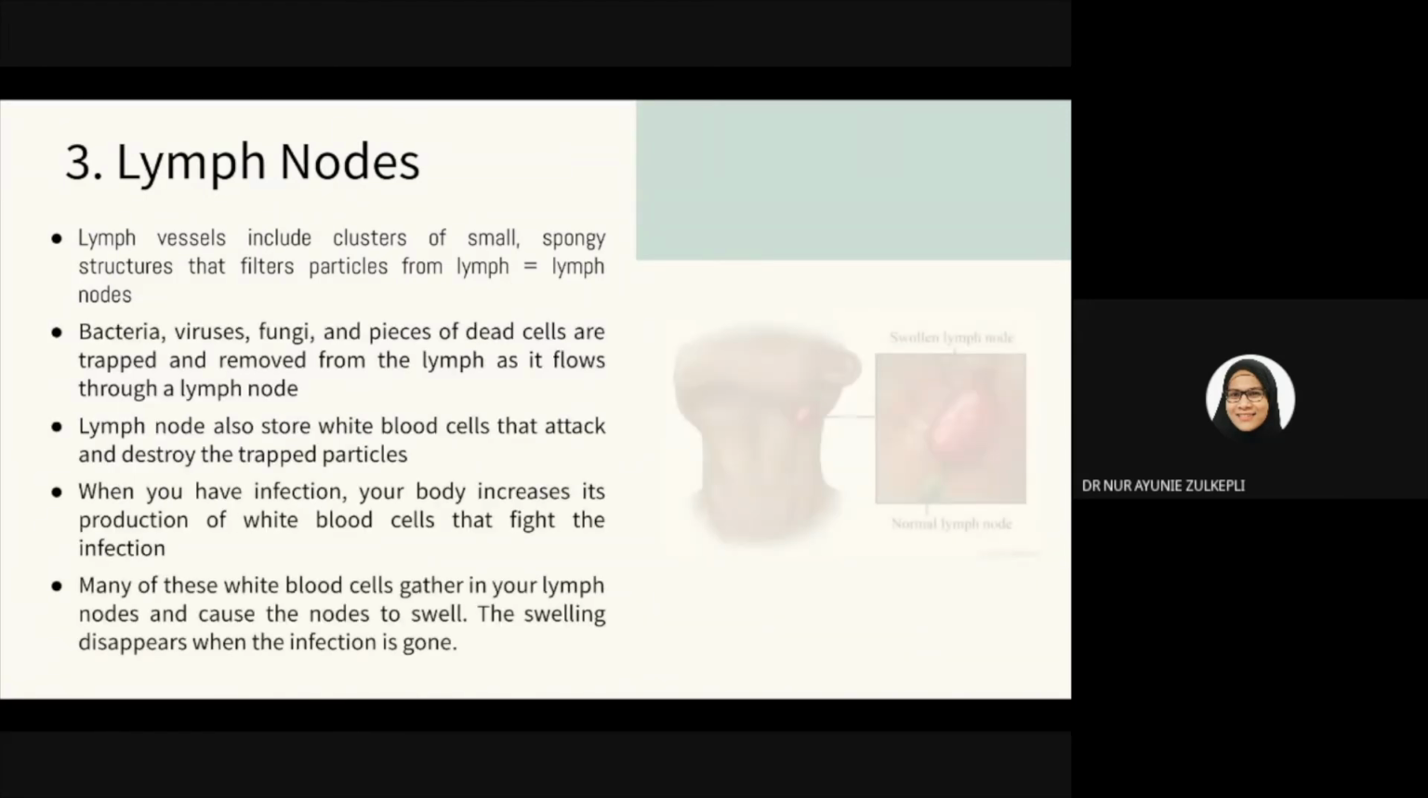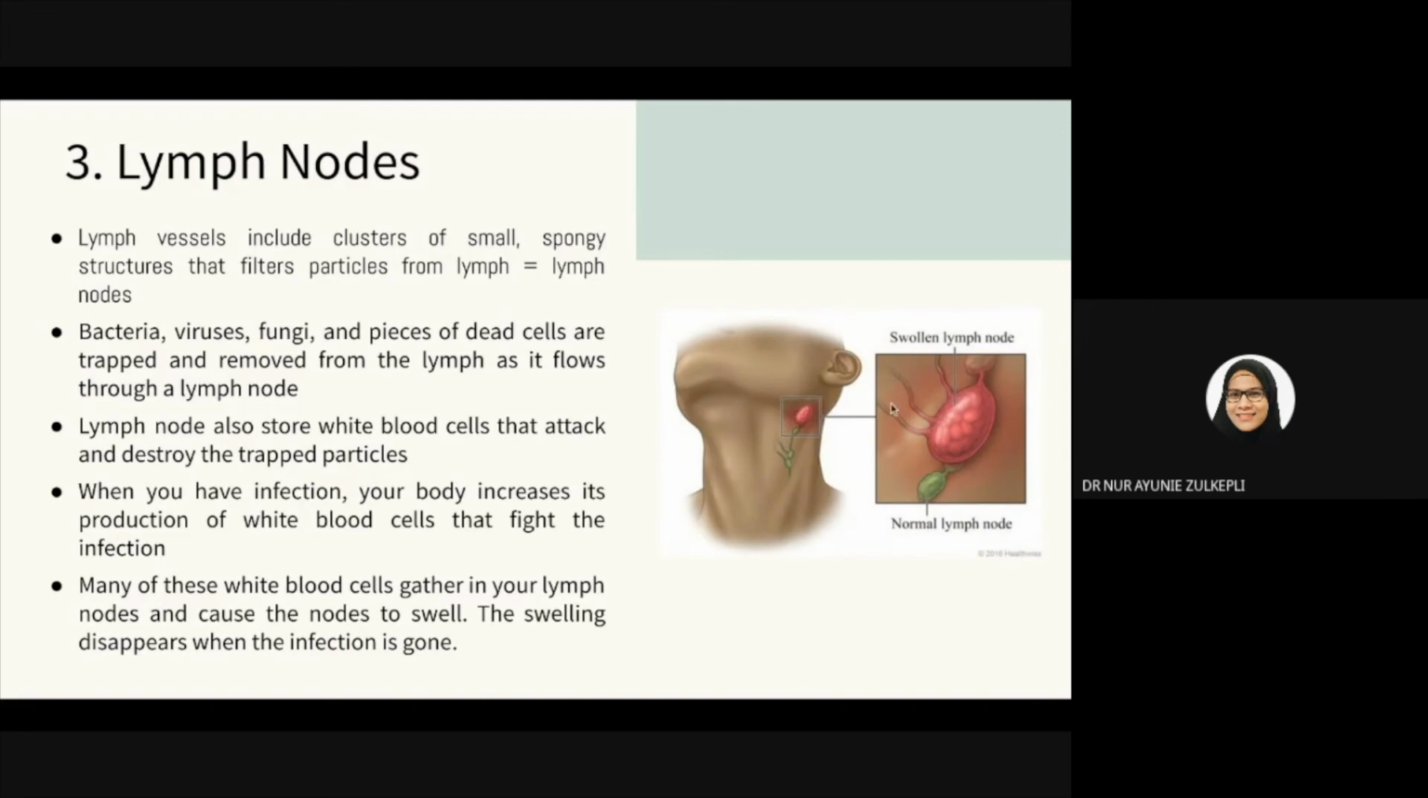Let's see the picture here. So this is the normal lymph node, and this is the swollen lymph node filled with the pathogen or antigen, and also the cells that are being moved to encounter the infection here. So it's actually a cluster of small spongy structures of lymph and lymph vessels. So that is what we call the lymph node. Bacteria, viruses, fungi, and pieces of dead cells are trapped here and removed from the lymph as it flows through a lymph node.